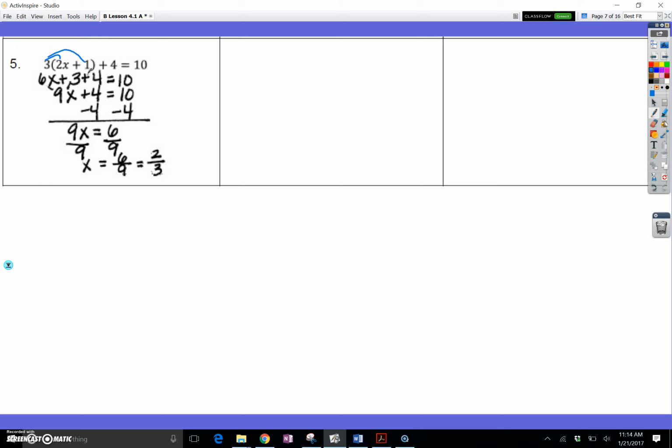But the problem is you can only add numbers that have the same variables. So this is x's, and these are just constants, numbers with no variables. You can't add 3 and 6 together to get 9. You can only add 3 and 4 together to get 7. So we could say she added variables and constants together.